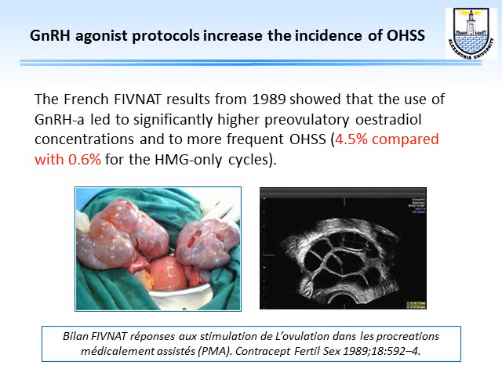But it was clear from the beginning that this long protocol is associated with a higher incidence of ovarian hyperstimulation syndrome. This is the FIVNAT, the French registry of IVF, showing here in 1989 that ovarian hyperstimulation with the long protocol was 4.5% as opposed to 0.6% for the HMG only cycles.